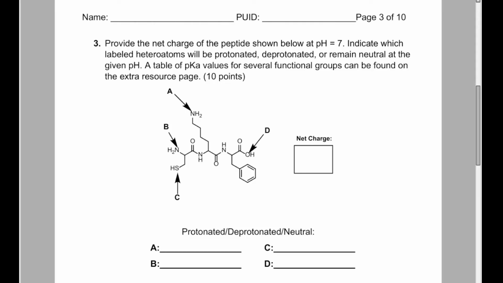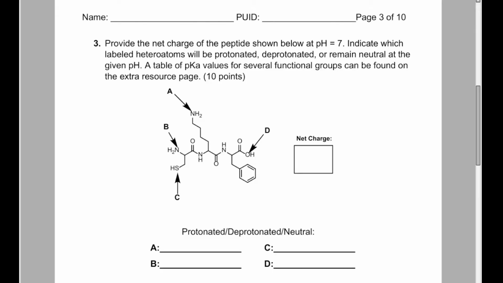3. Provide the net charge of the peptide shown below at pH equals 7. Indicate which labeled heteroatoms will be protonated, deprotonated, or remain neutral at the given pH. A table of pKa values for several functional groups can be found on the extra resource page. So we're given 4 functional groups in this peptide below, and we want to know what happens to each of the protons in those functional groups at the pH of 7.